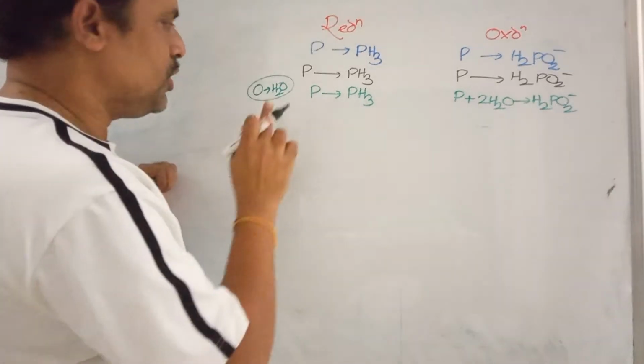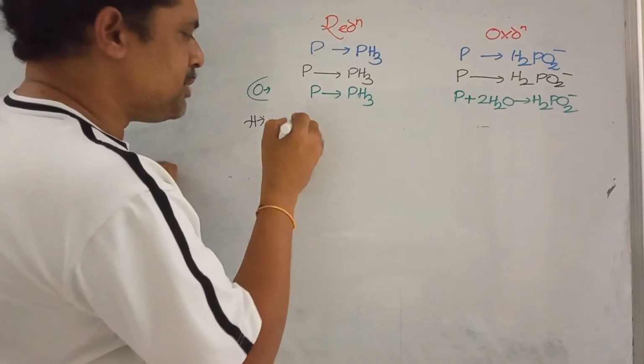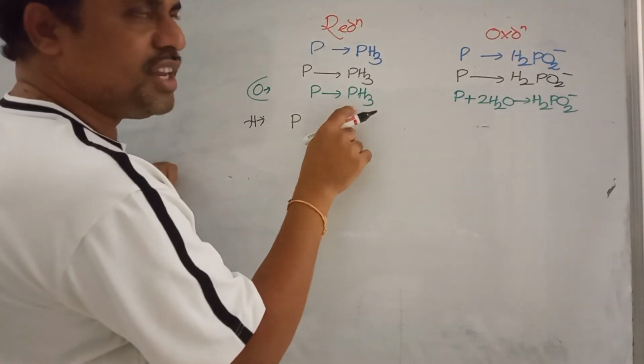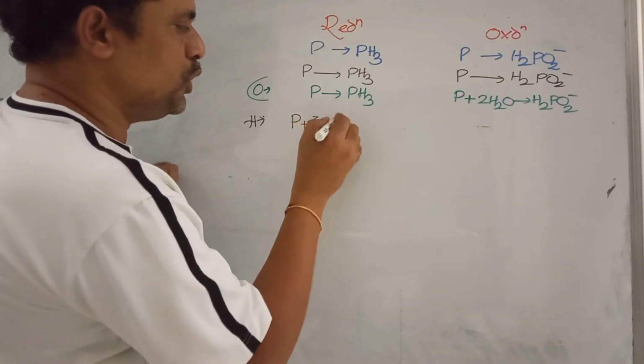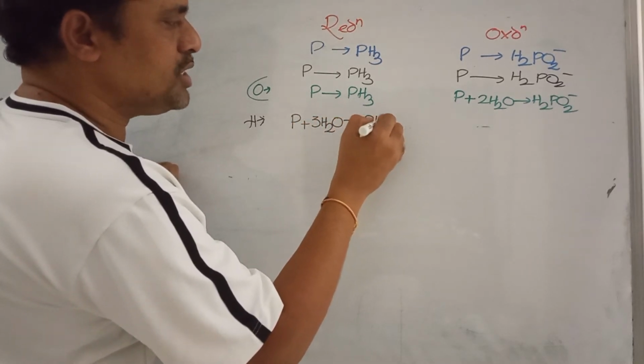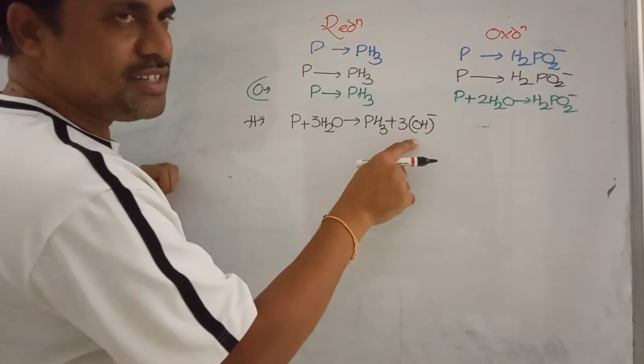Hydrogens balancing. Okay, now this also I will take out. Easy purpose will go. Phosphorus, PH3 are there. 3 hydrogens are here. So what I told you is add 3 H2O, opposite side PH3 plus 3 OH minus. I always write OH minus in brackets.